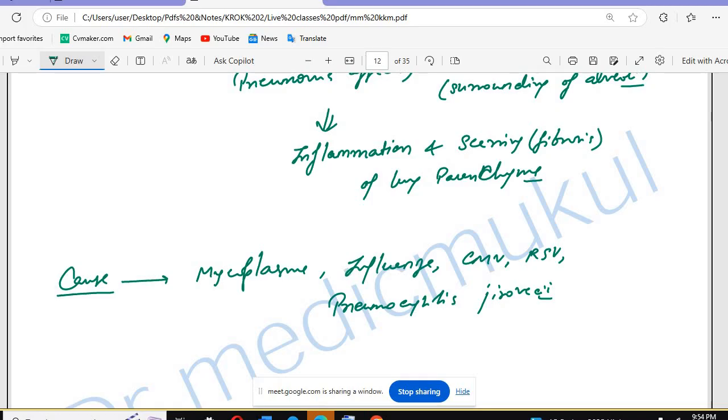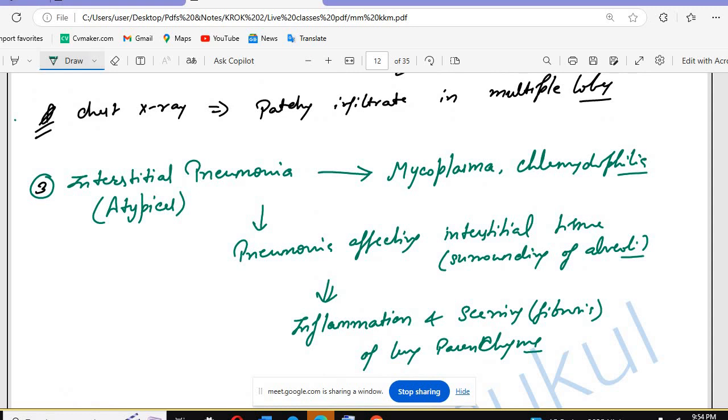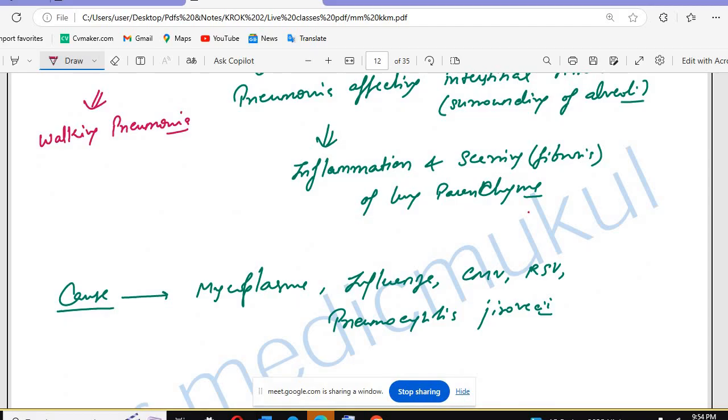Sometimes this interstitial pneumonia is also known as walking pneumonia. And what you are going to see here, along with that, when you do the chest X-ray, you see multifocal bilateral opacities. Bilateral multifocal opacities will be seen.